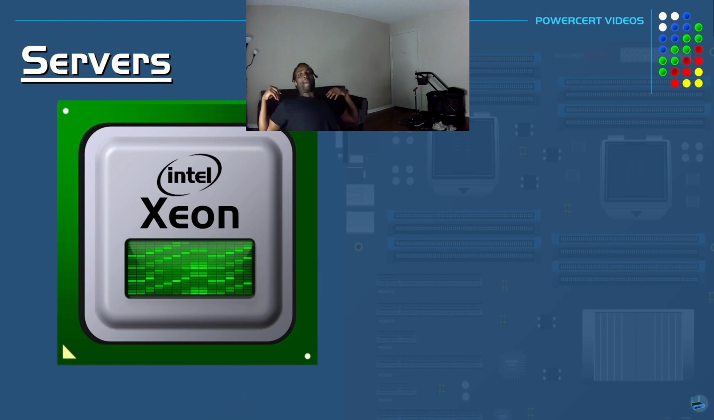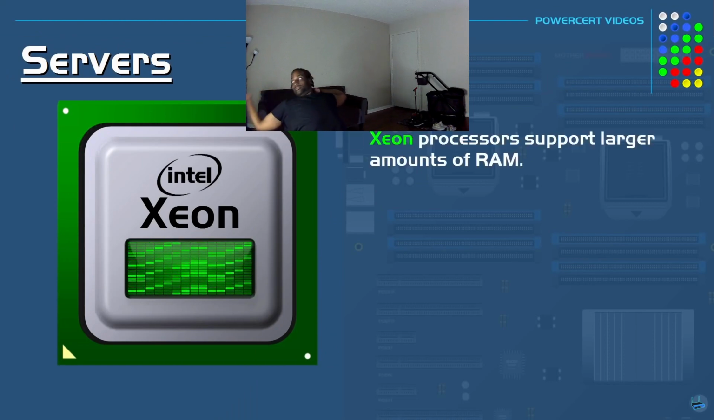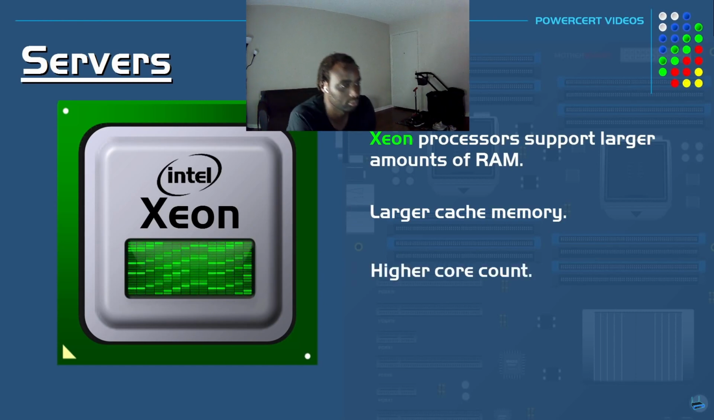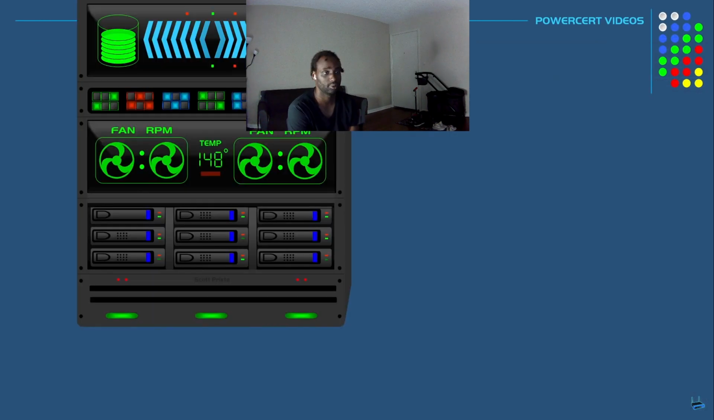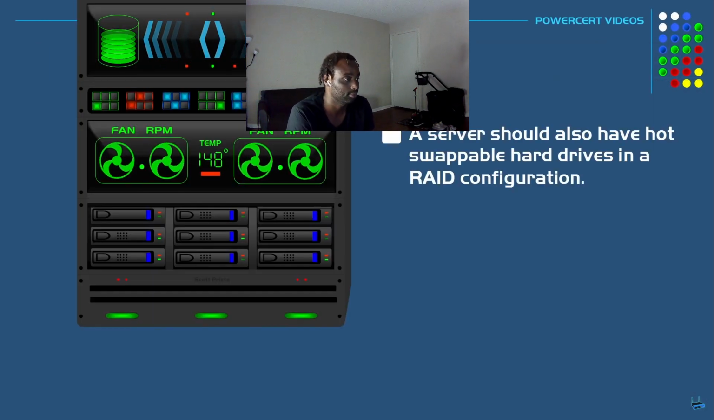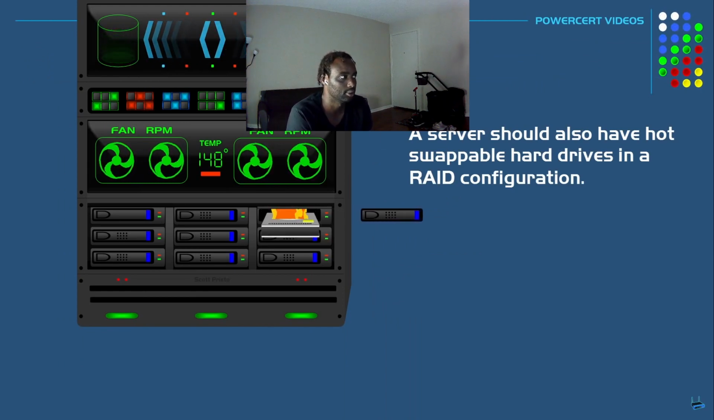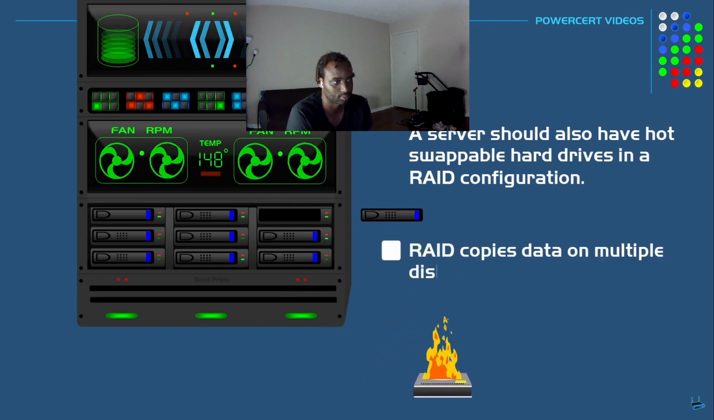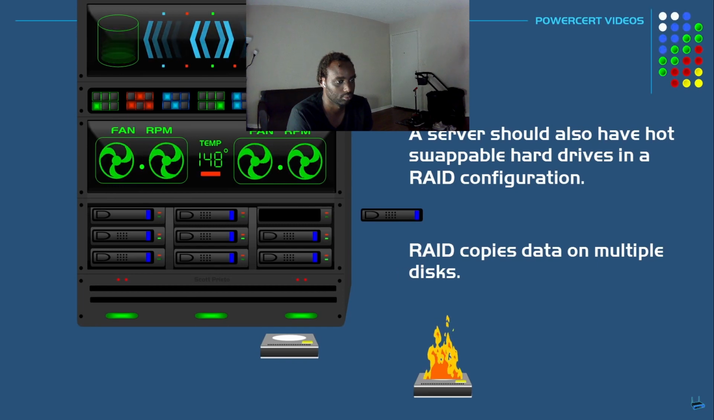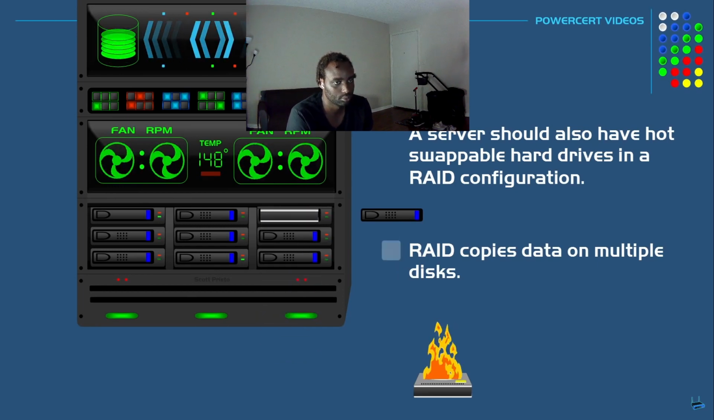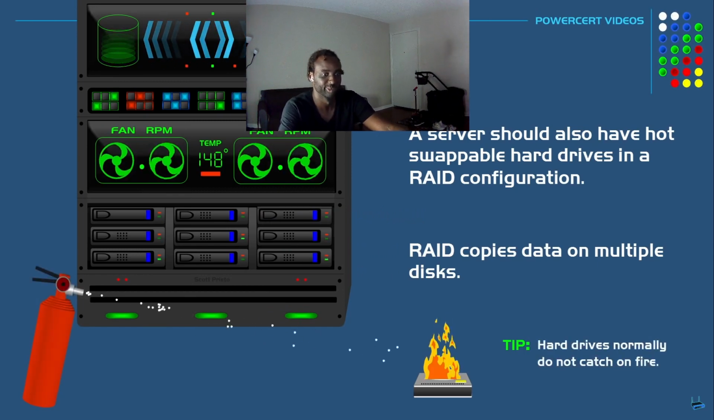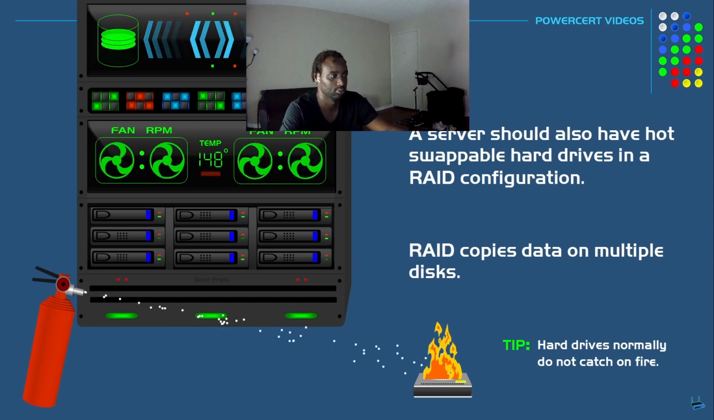Xeon processors can also support a larger amount of RAM, they would have a larger cache memory, and they would also have a higher core count than desktop processors. And a server should also have hot swappable hard drives in a RAID configuration, because if a hard drive were to fail, then no data loss would happen, and the server would still be up and running because of RAID. RAID is what copies the data on multiple disks, and if a hard drive were to fail, then it can be removed and replaced without shutting down the server, and then RAID would rebuild the data on the new hard drive automatically.